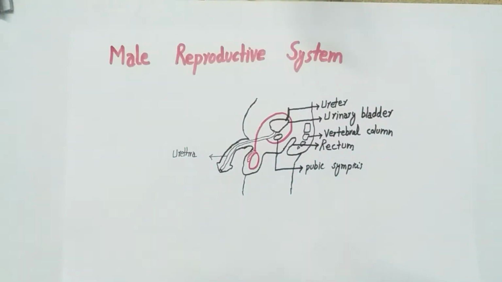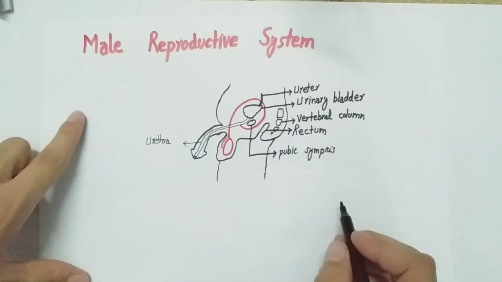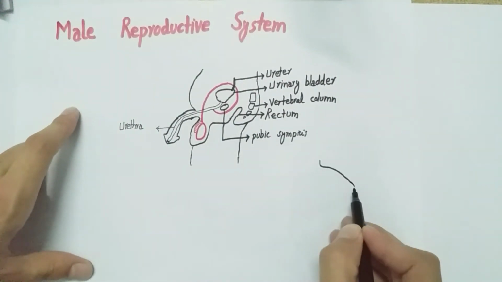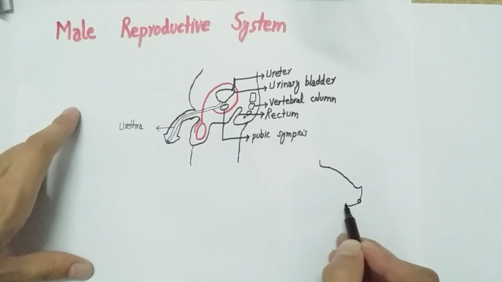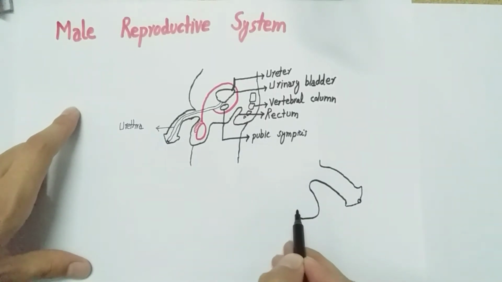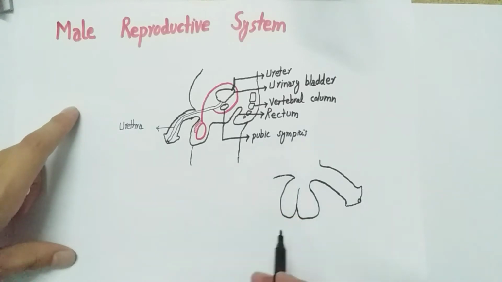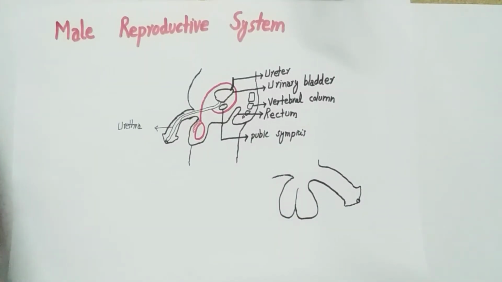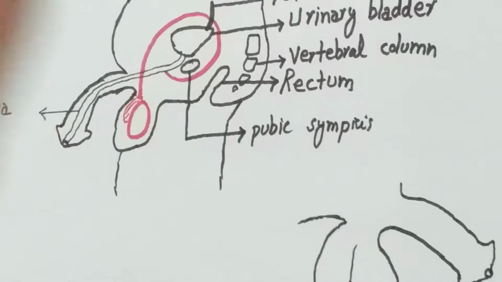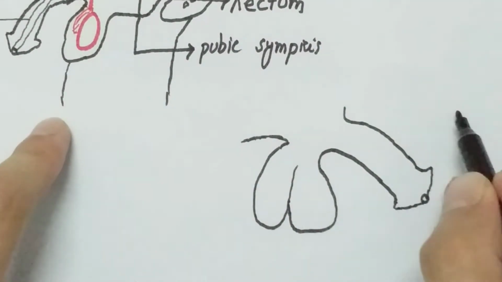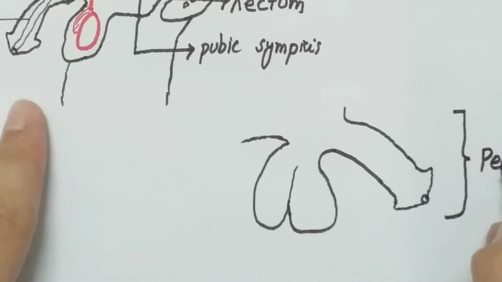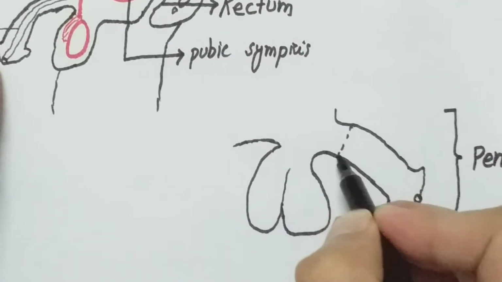First of all I am going to explain the external genitalia. The external genitalia consist of the penis and scrotum. Now let's talk about the penis first. So the penis is an external projection of the male reproductive system. It is in the form of a tube.